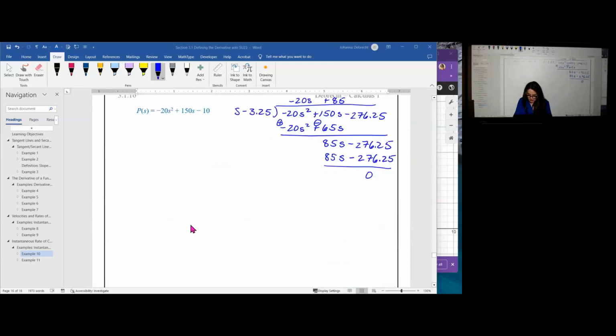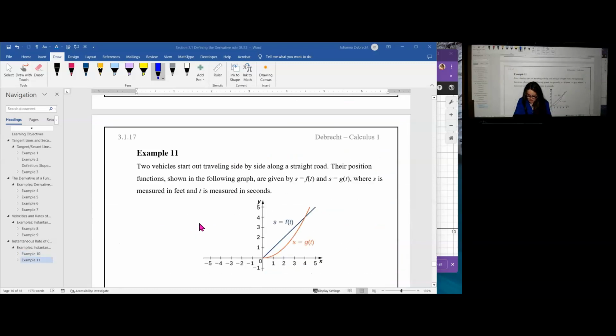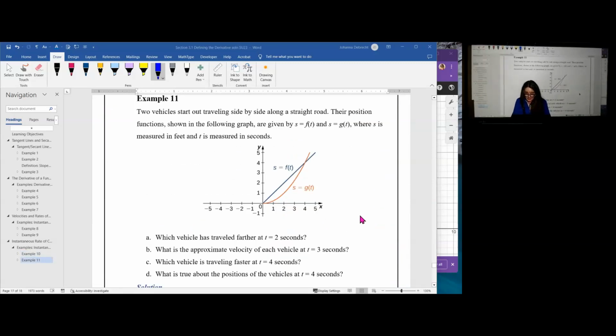Let's now take a look at our last example, number 11. This is a shorter example where we look at the graphs of two vehicles traveling on a road side by side, and their position functions are shown here. Now the cars are just going down the road straight ahead. The graphs represent their position with respect to time. What can we say about their instantaneous and average velocities?